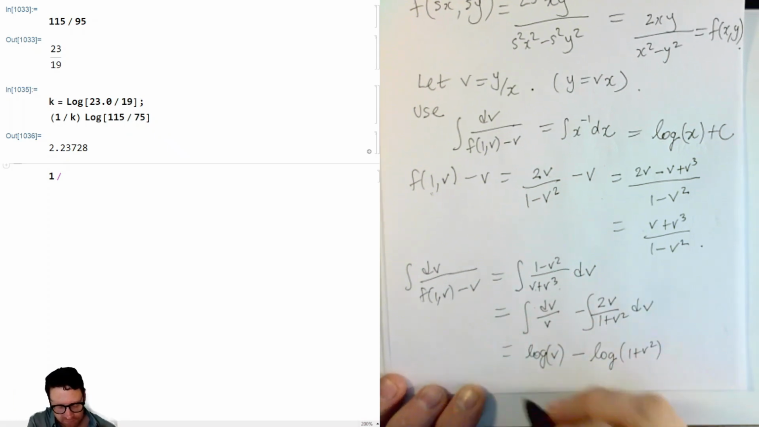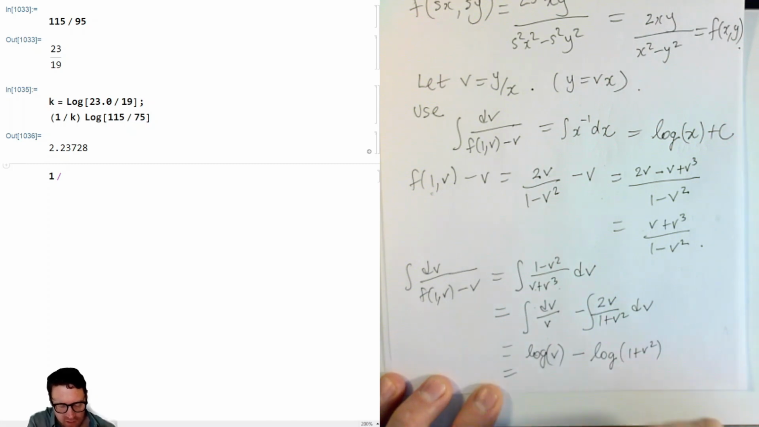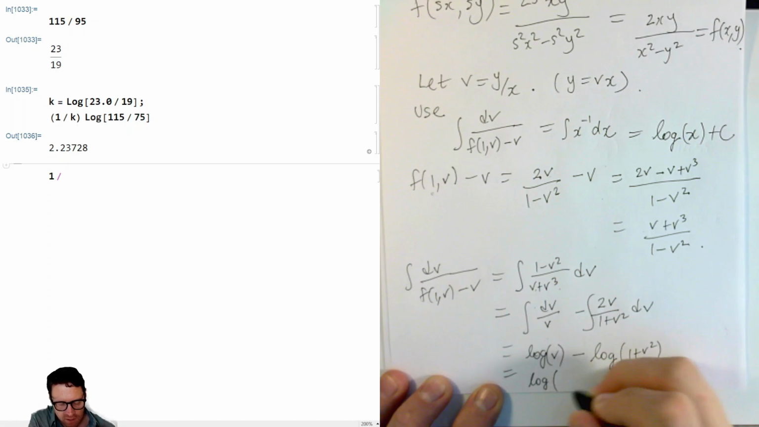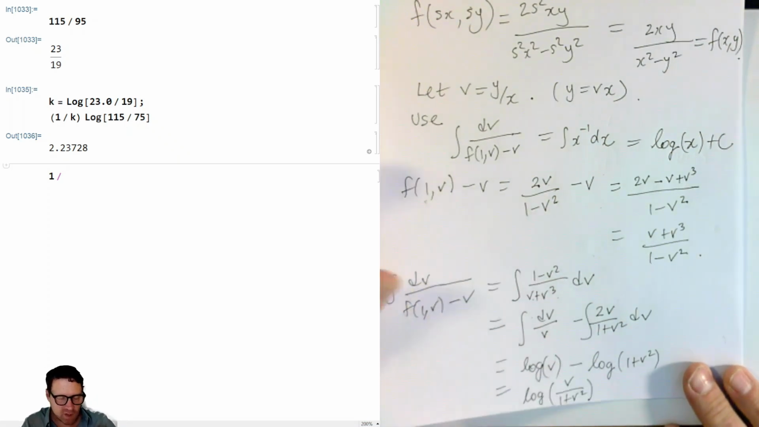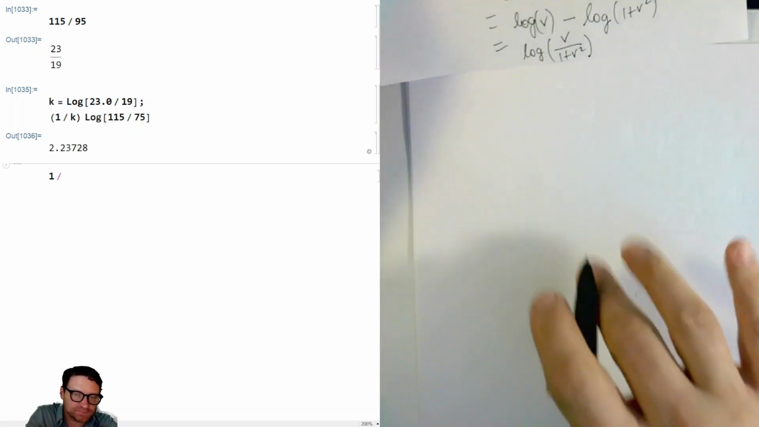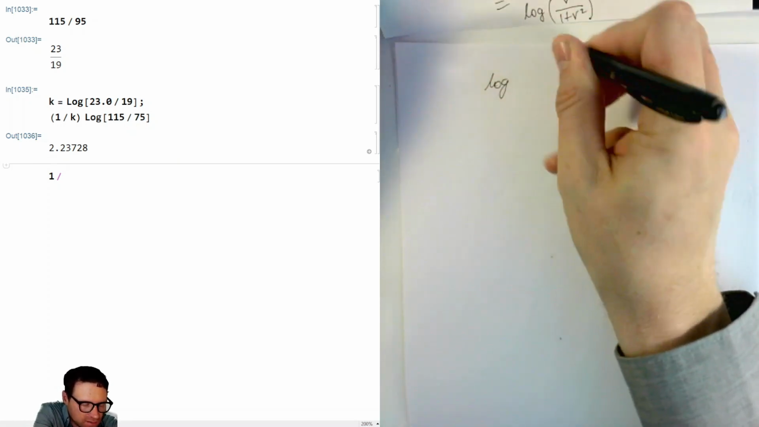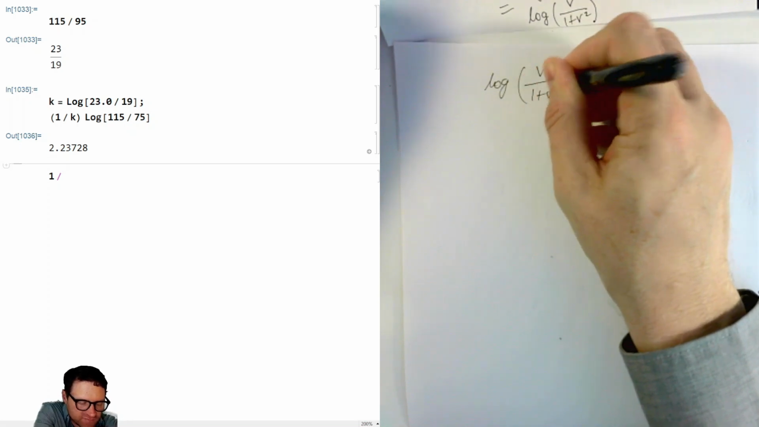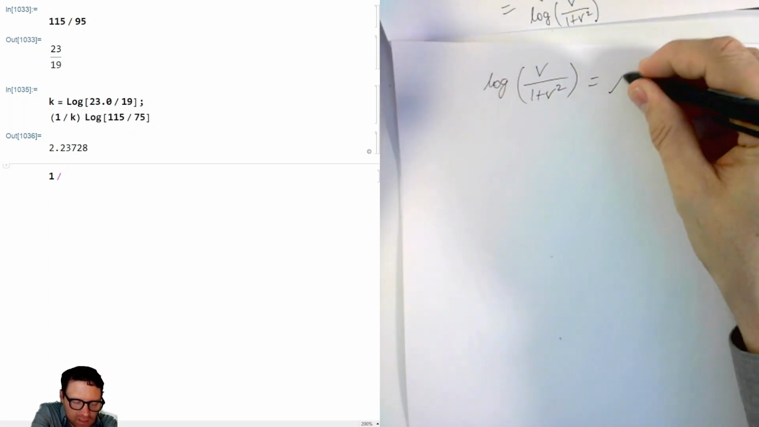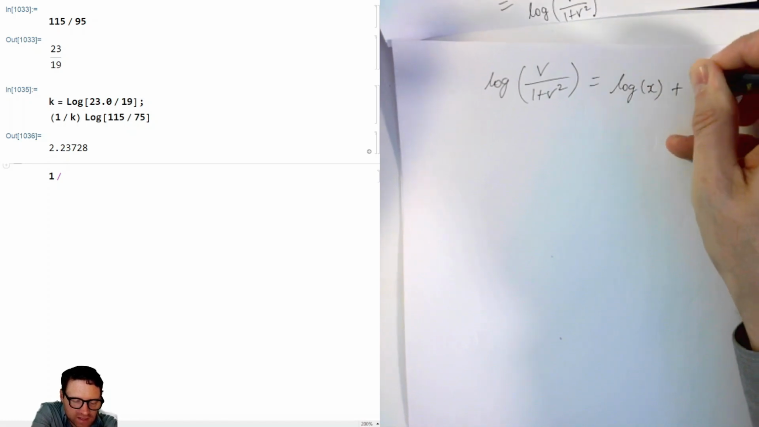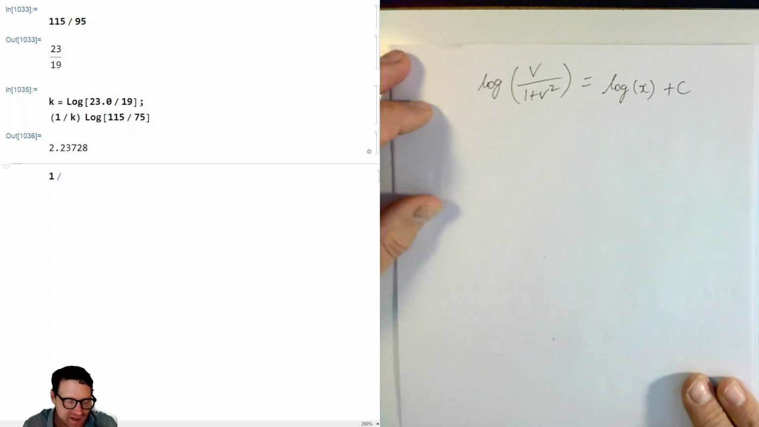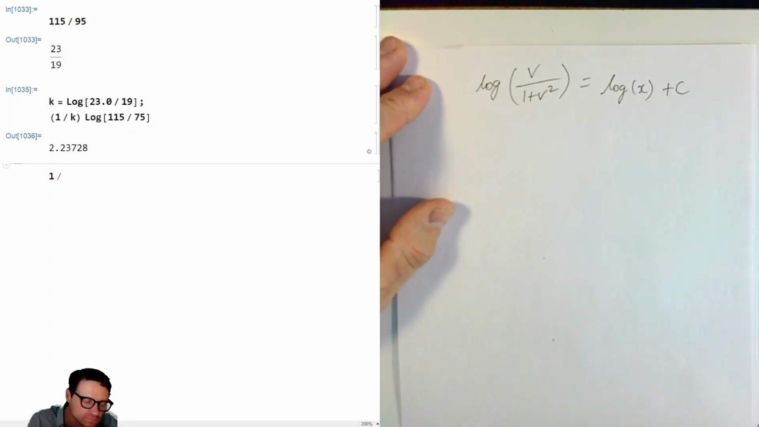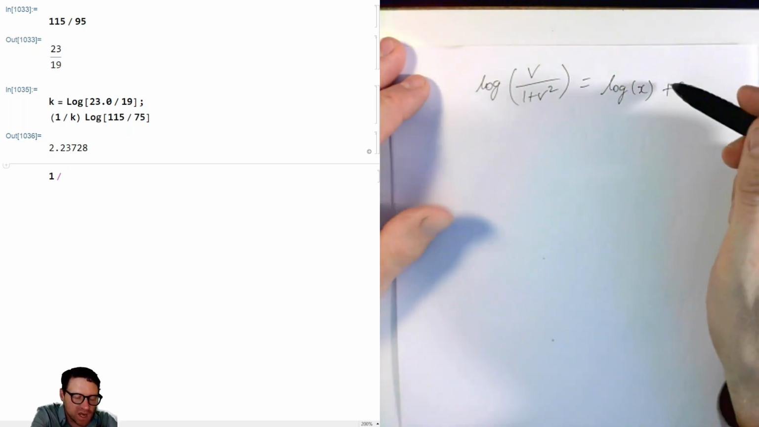Now, we can use a log rule. We have a difference of two logs, so we have the log of the quotient. So log of v over 1 plus v squared. Okay, good. Now we're getting somewhere because this gives us a solution. I'll rewrite this: log of v over 1 plus v squared is equal to log of x plus c. All right, but v was y over x. So we'll keep that in mind.